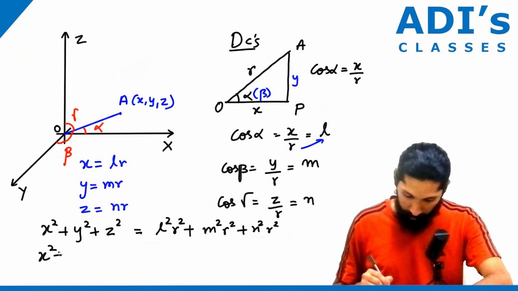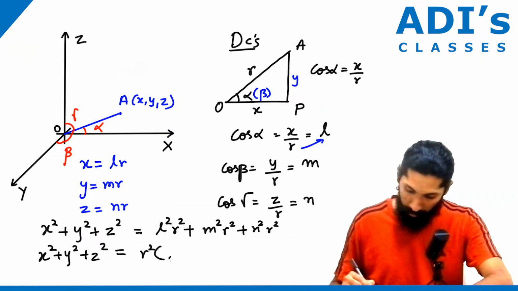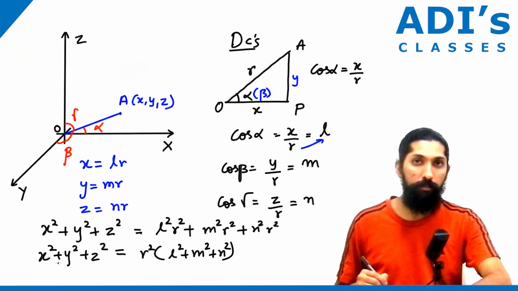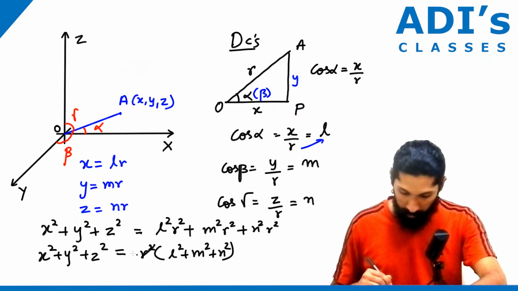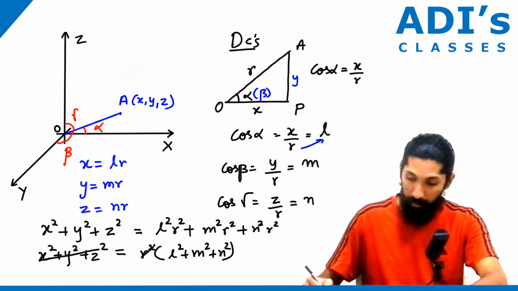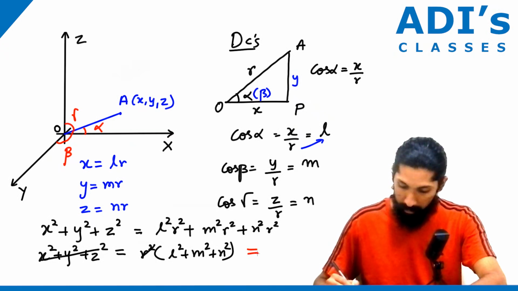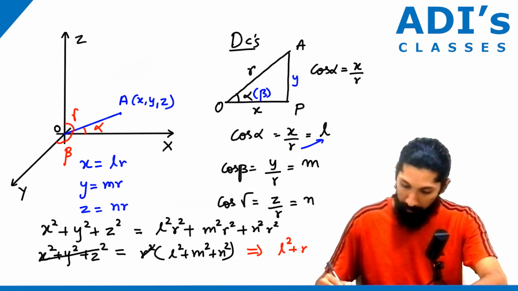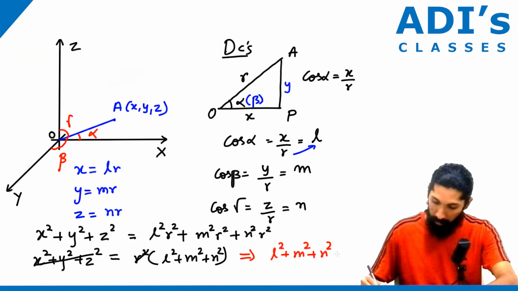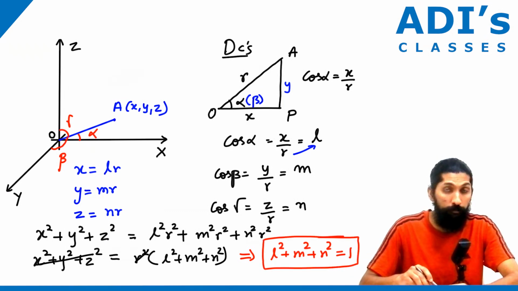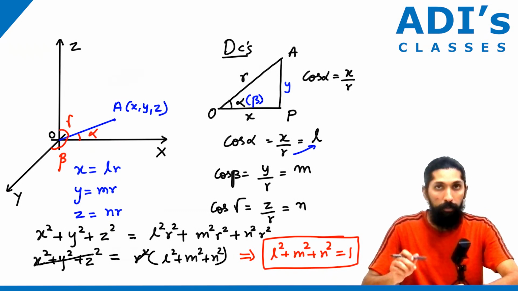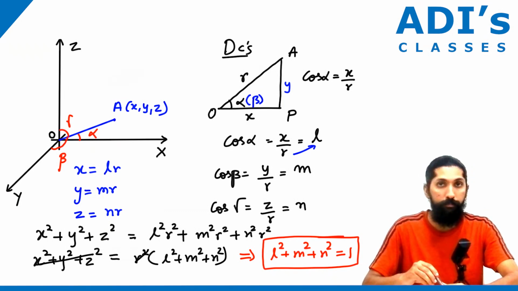X square plus Y square plus Z square is equal to R square into (L square plus M square plus N square). But X square plus Y square plus Z square is nothing but R square, isn't it? Because that's the resultant. So R square cancels out. Finally, what do we get? This implies L square plus M square plus N square is equal to 1. This is a very, very, very important relation: L square plus M square plus N square is equal to 1.